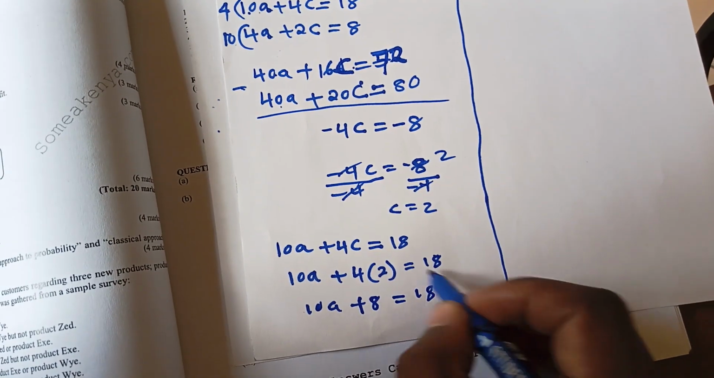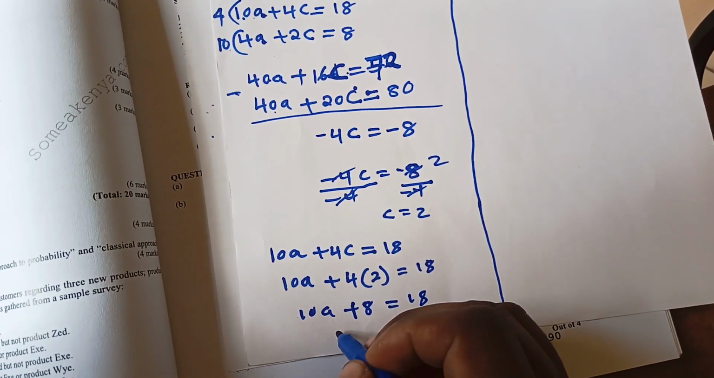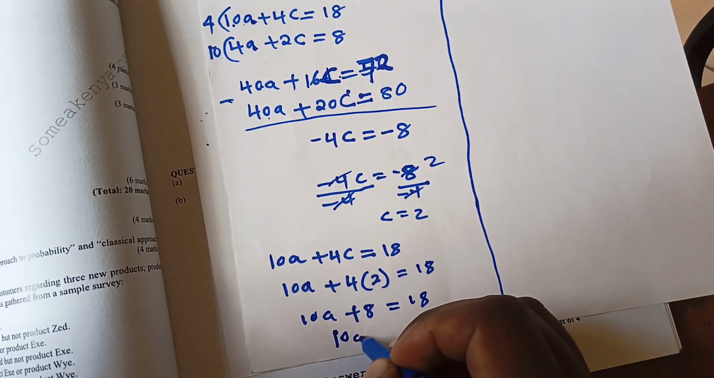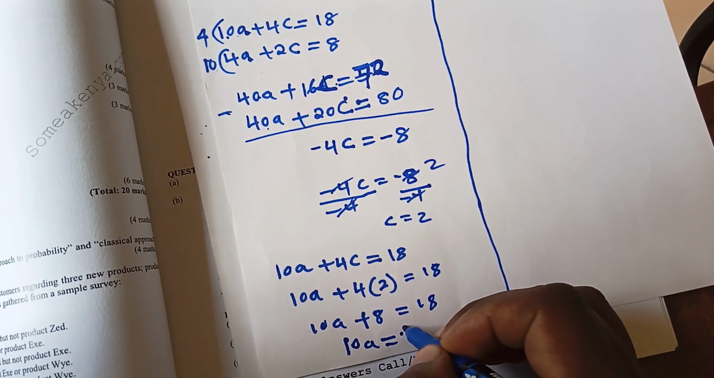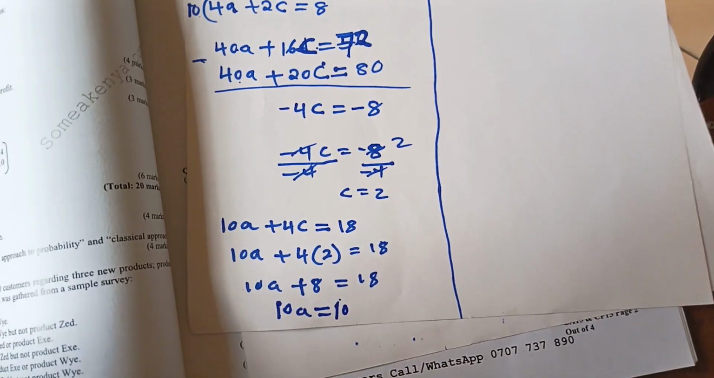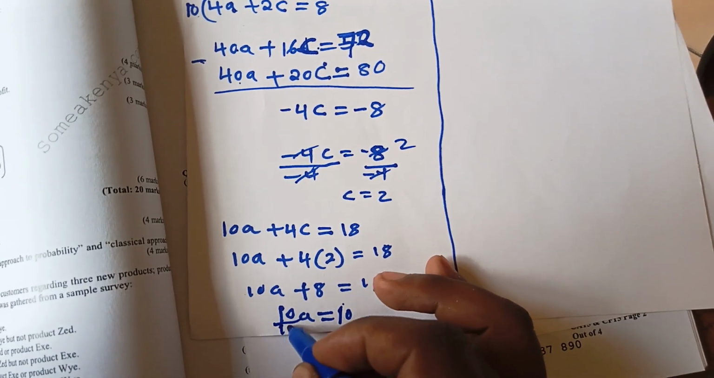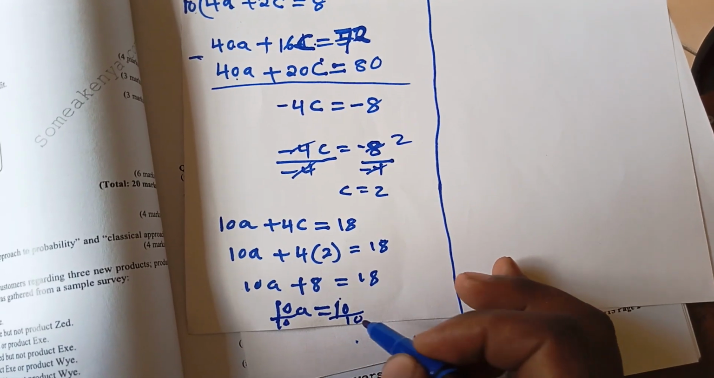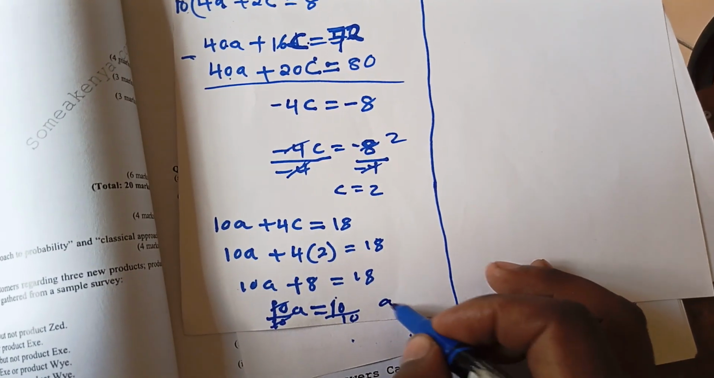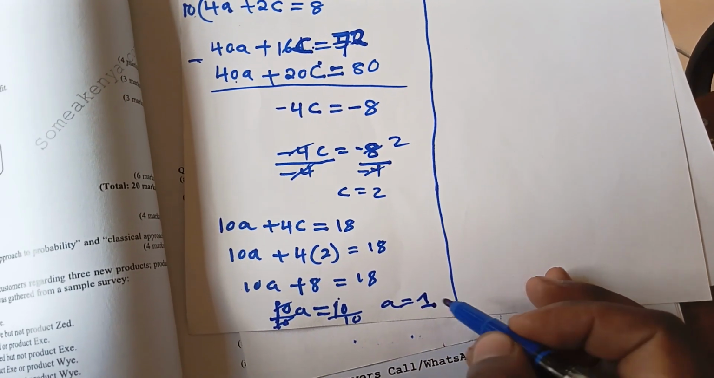You are supposed to take 8 to the other side, and then from there it is the same as saying 10A is equal to 10. So because I wanted to find the value of A, I have to divide both sides by 10. So my A is equal to 1.